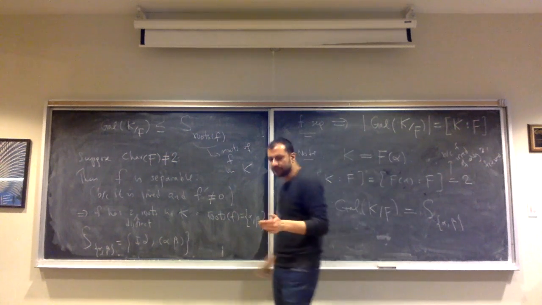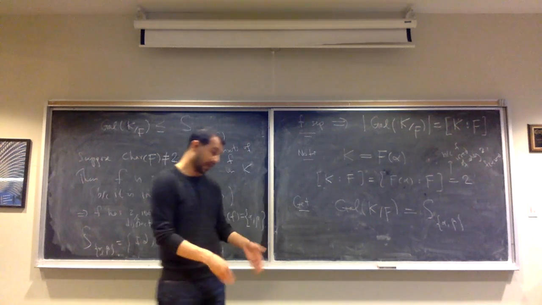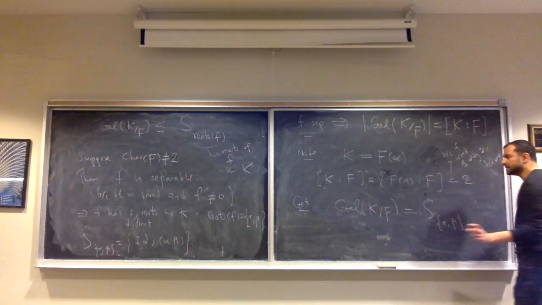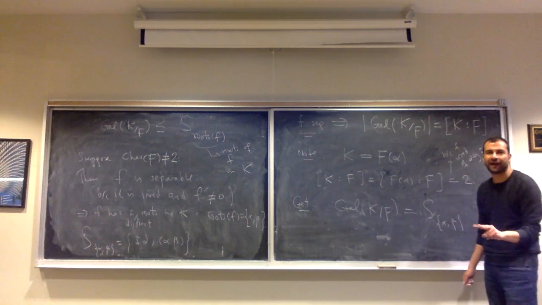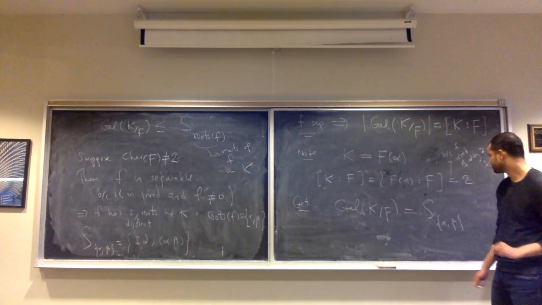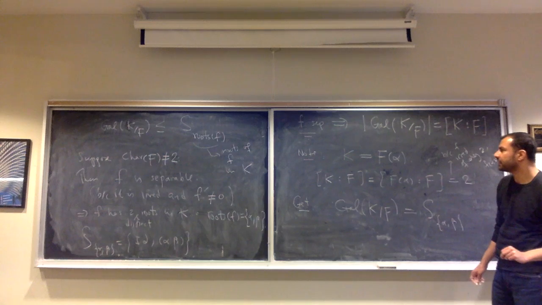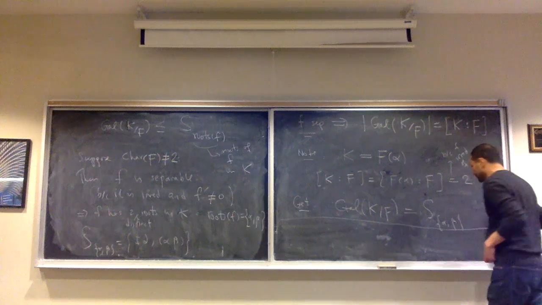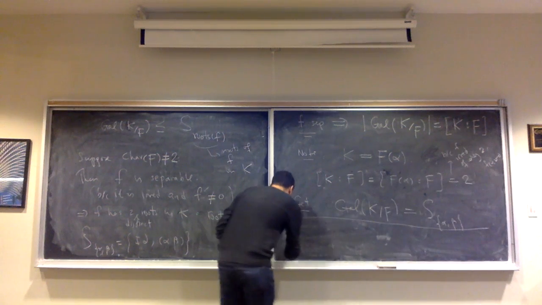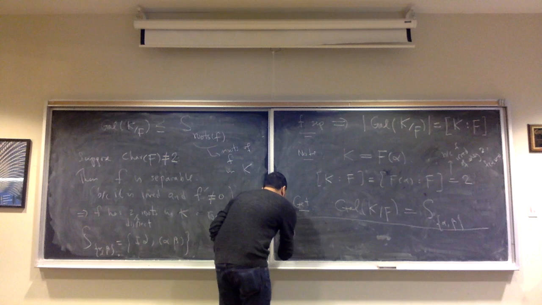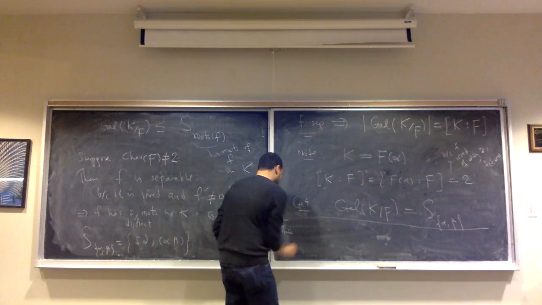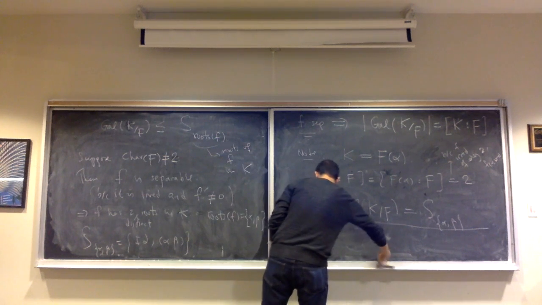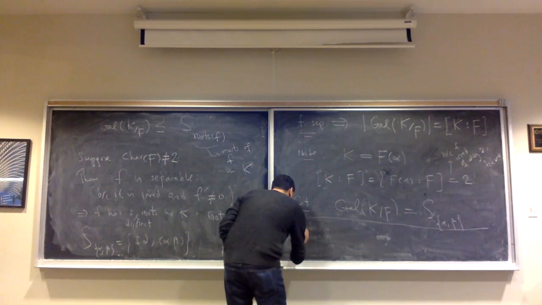So the Galois group consists of two elements. There's one element, the identity map on K, and the other one is an automorphism that swaps alpha and beta. Okay, very good. Just to be clear here, let's take this automorphism swapping alpha and beta.